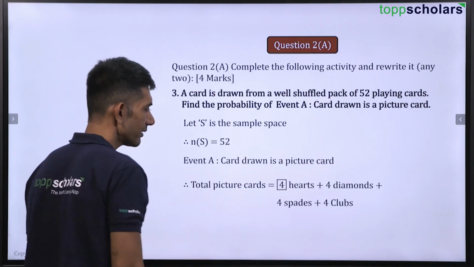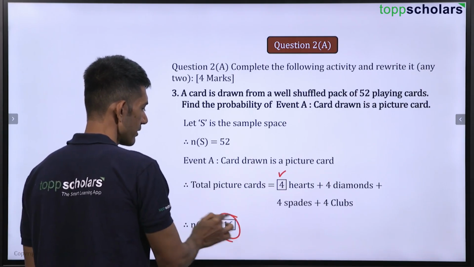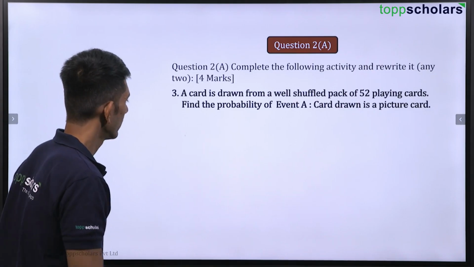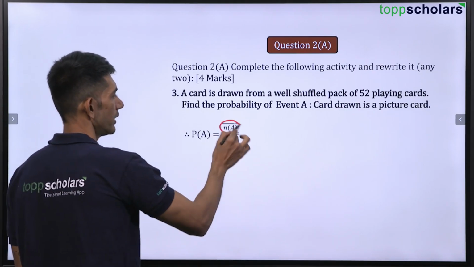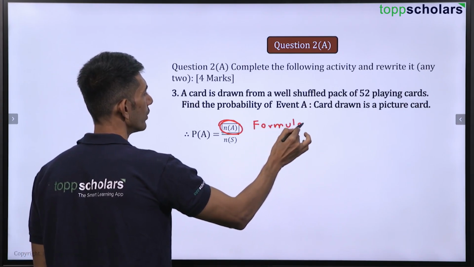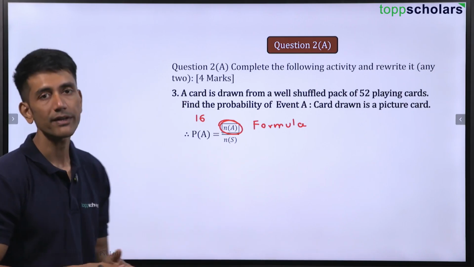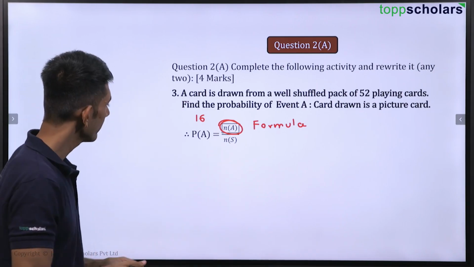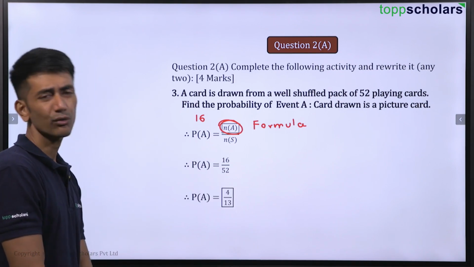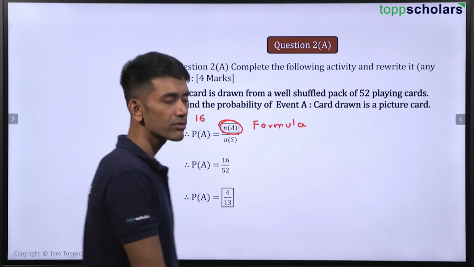So same thing again. Here we have 4. N of a is 16 because 4 plus 4 plus 4 plus 4 is 16. Here is the formula. In formula, don't put the value. Here don't put 16, here put the formula, because in the denominator you have n of s. And then 16 by 52, after cancellation 4 by 13. I hope this is clear to all of you. I hope this is simple to all of you.